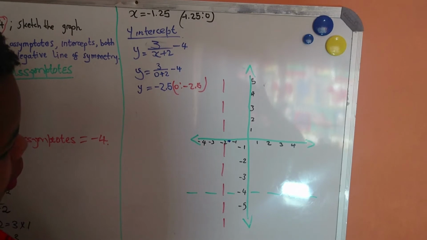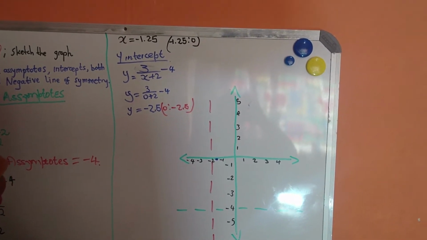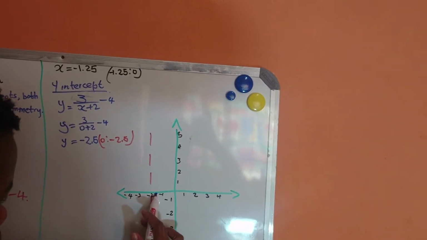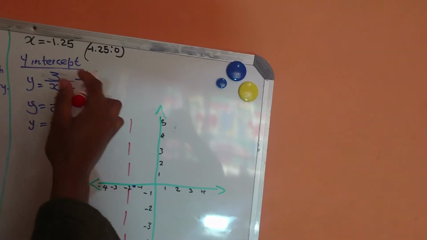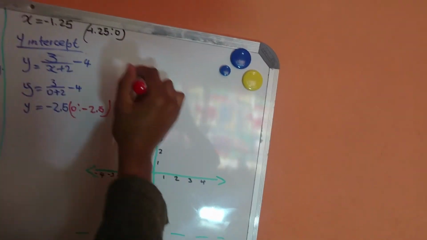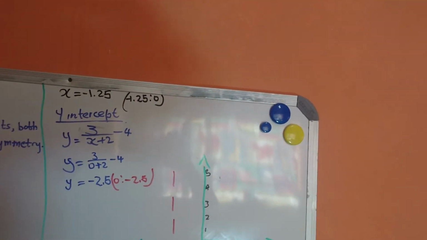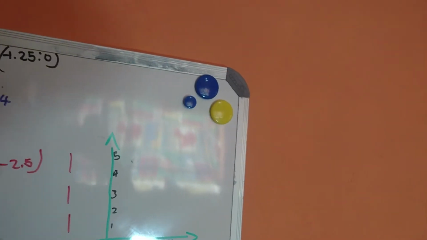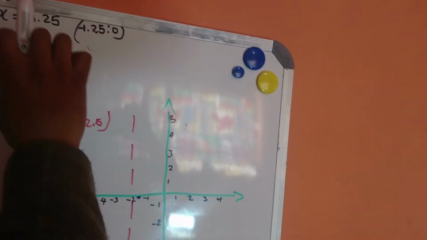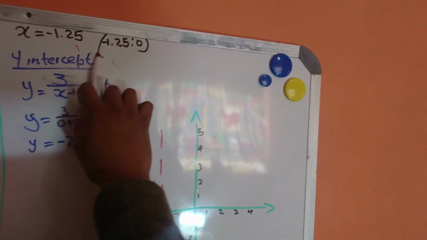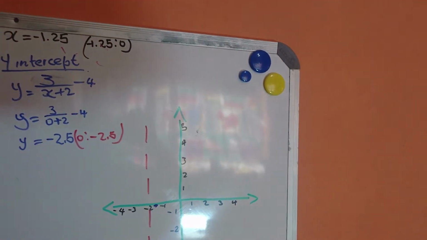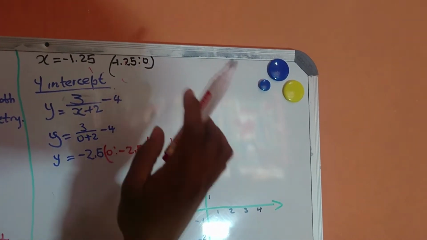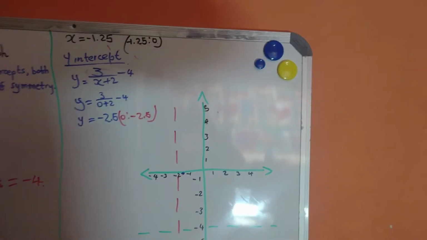How did you know it's there? Look at your coordinate of the x-intercept. Where is the coordinate of the x-intercept that you got? How does it say? Look up there, how does it say? Negative 1.25, and y is equal to 0. So where is that? That's what I'm asking.